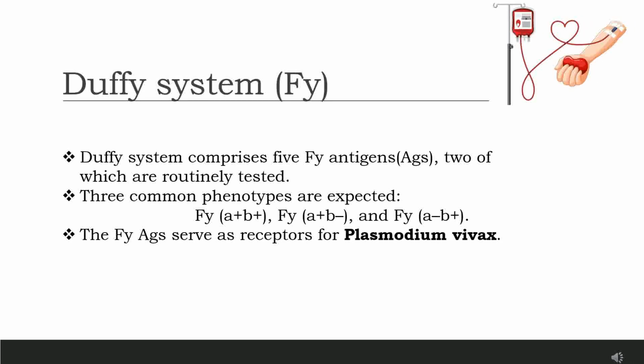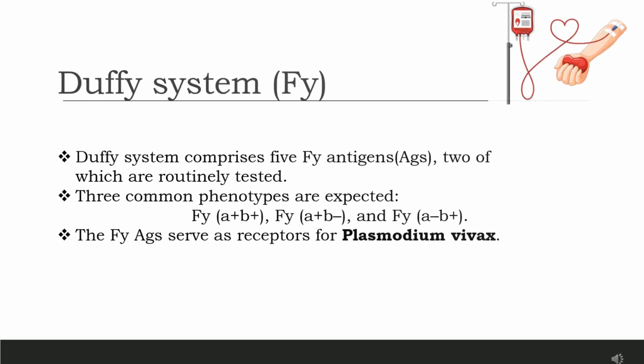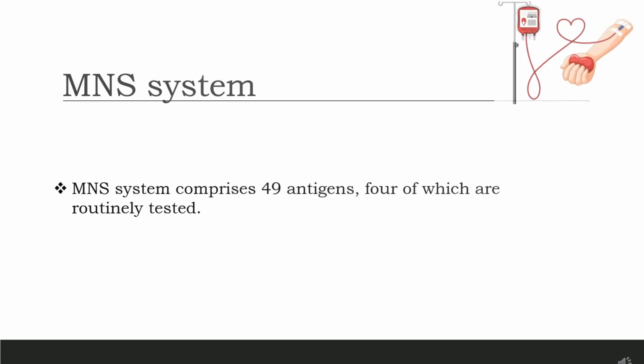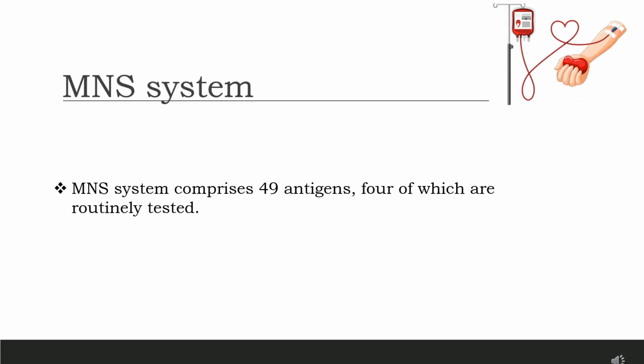Duffy system. The Duffy system comprises 5 antigens, 2 of which are routinely tested. 3 common phenotypes are expected: FYA plus B plus, FYA plus B minus, and FYA minus B plus. The Duffy antigens serve as receptors for Plasmodium vivax. Kidd system. The Kidd system comprises 3 antigens, 2 of which are routinely tested, the JK1 and the JK2. MNS system. The MNS system comprises 49 antigens, 4 of which are routinely tested.